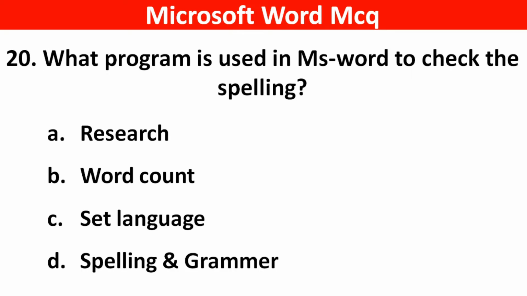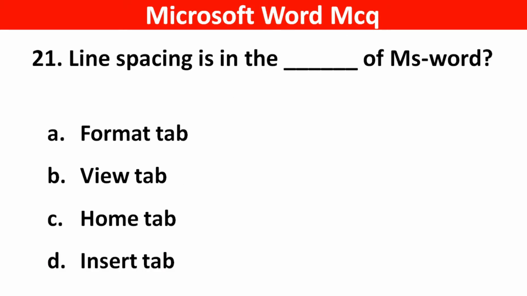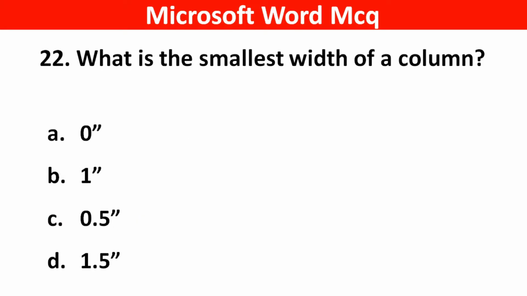Next question, what program is used in MS Word to check the spelling? Right answer is option D, Spelling and Grammar. Next question, line spacing is in the dash dash of MS Word. Right answer is option C, Home tab. Next question, what is the smallest width of a column? Right answer is option C, 0.5 inch.